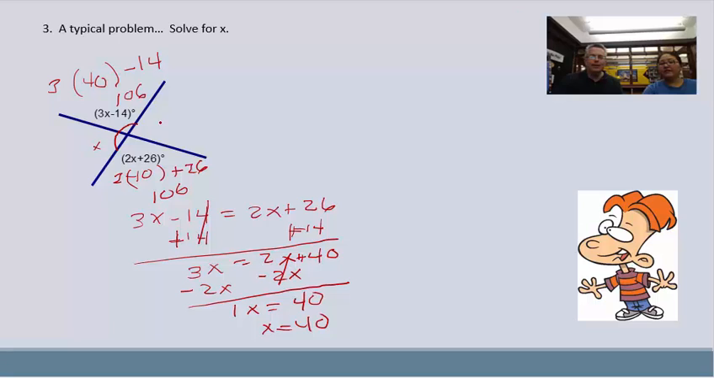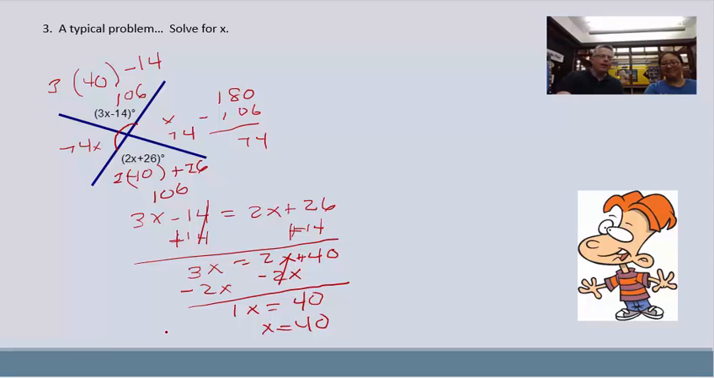Now in order to find these angles, we subtract 106 from 180. And you get 74. So we have 74 here on both sides. That's a thorough answer. So x is 40, and the point is we can find all the angles, and it should make sense for the problem.